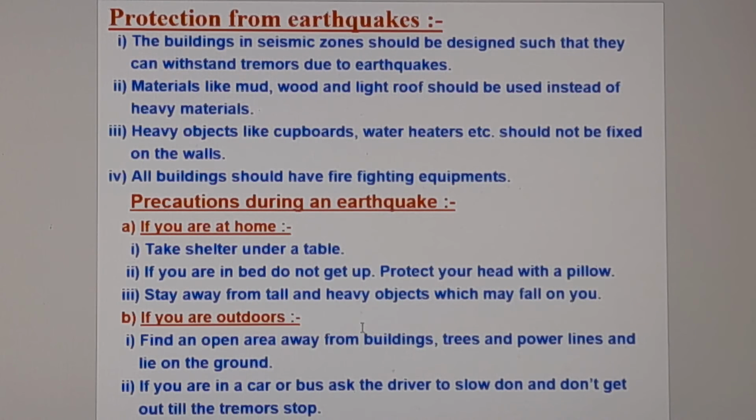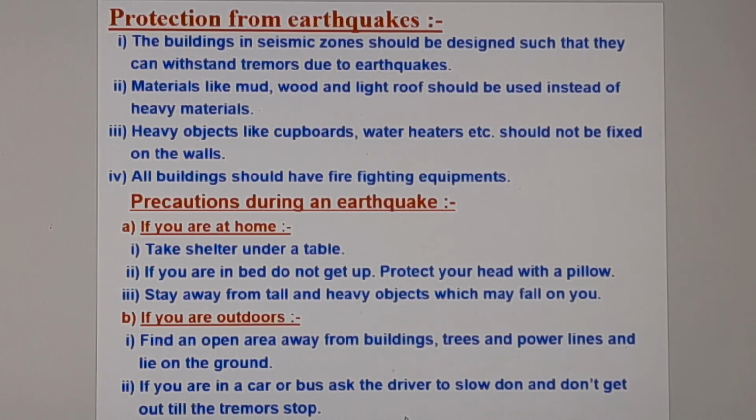If you are outdoors, what do you need to do? Find an open area away from buildings, trees, and power lines, and lie on the ground, because these heavy and tall structures may fall on you. So it is better to lie on the ground. If you are in a car or bus, ask the driver to slow down and do not get out until the tremors stop.